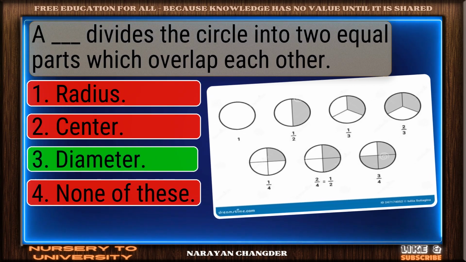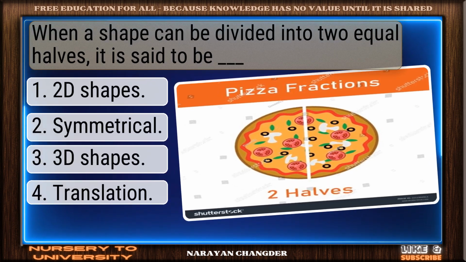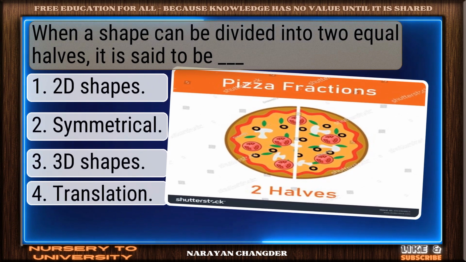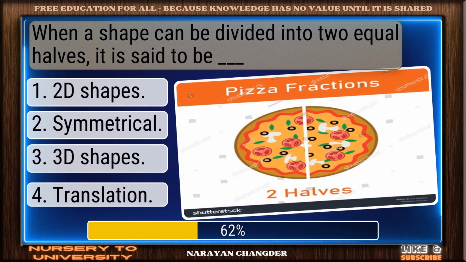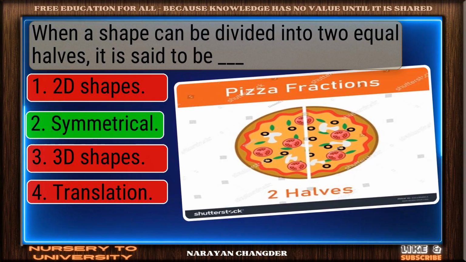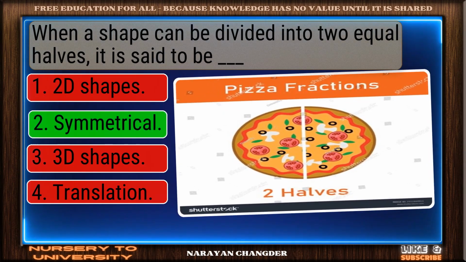Correct response. Diameter is the most accurate answer. When a shape can be divided into two equal halves, it is said to be dash. Excellent choice. Symmetrical is the right answer.